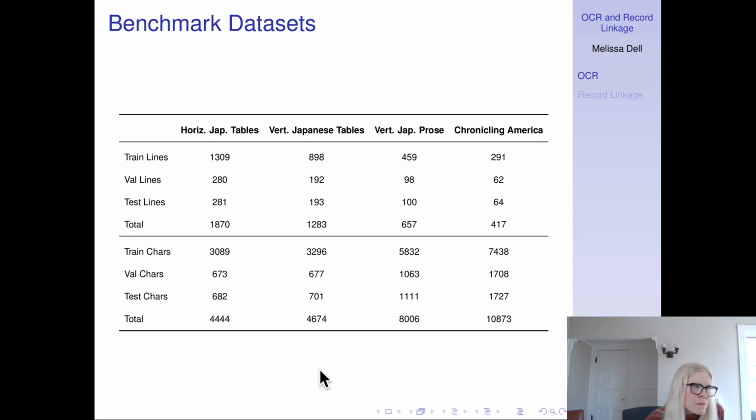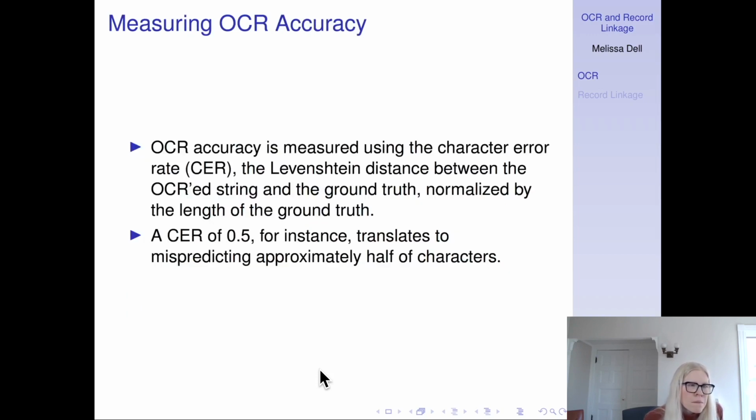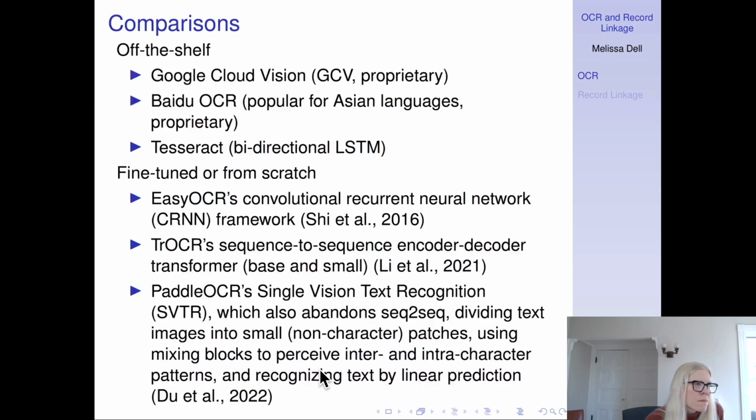lines or cells. And so in order to measure OCR accuracy, we use the character error rate, which is just the Levenshtein distance between the OCR string and the ground truth, normalized by the length of the ground truth. So for instance, if you have a character error rate of 0.5, that translates to mispredicting approximately half of characters.